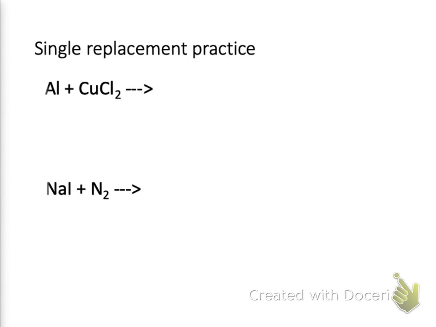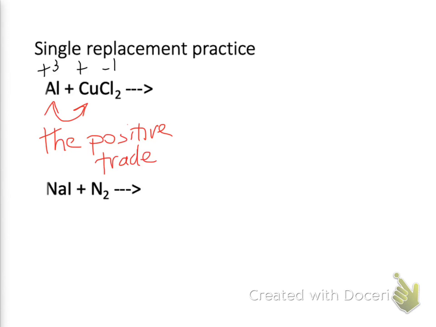So the first thing you're going to want to do is find the charge on each of your ions. We have aluminum with a +3. Copper is transition. We know it's a positive. And chlorine's a -1. In this situation, the two positives will end up trading places. So the positive trade. And I'm left with aluminum and chlorine plus copper by itself.